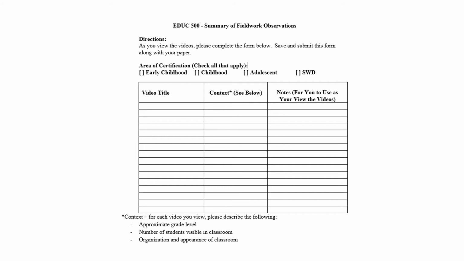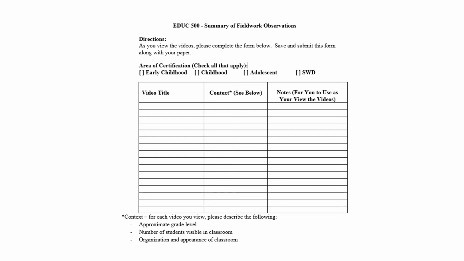So what should you be describing in the context? The approximate grade level, the number of students you could see in the classroom, and something about the organization and appearance of the classroom. So for example, you might write desks in rows, colorful bulletin boards, teacher's desk visible, or desks gathered in horseshoe, whatever you can note about whether it's cluttered or uncluttered, etc. The final column is for you to use. This column should expand as you type, so feel free to type notes in here. It should at least have some description so that you can keep track of your thoughts.